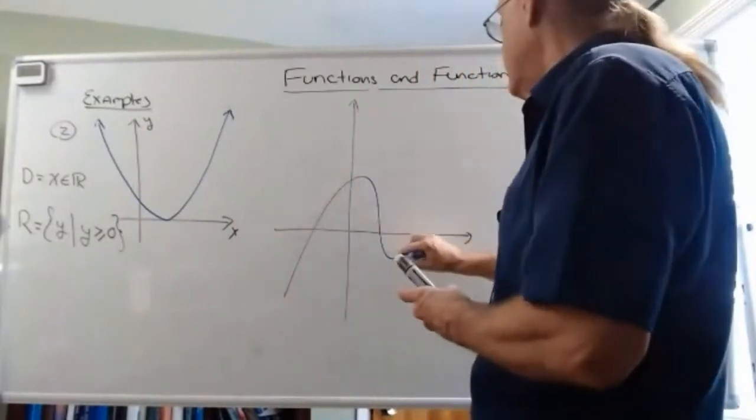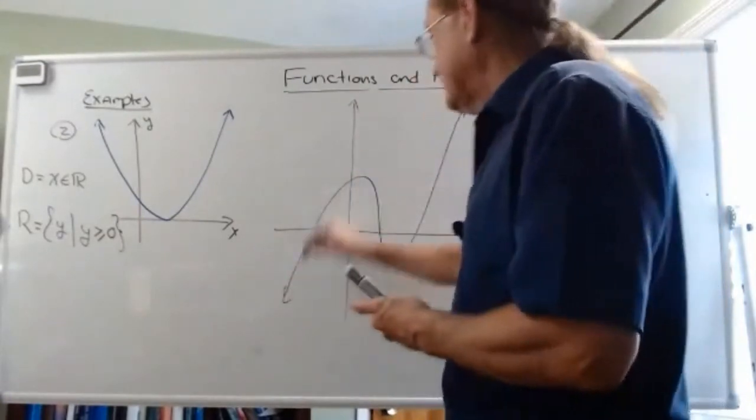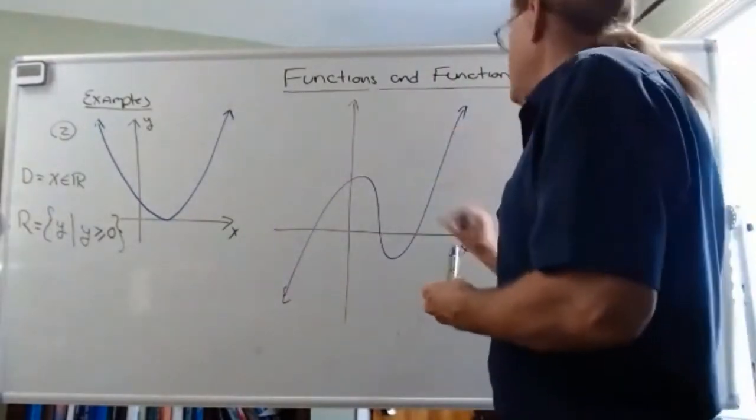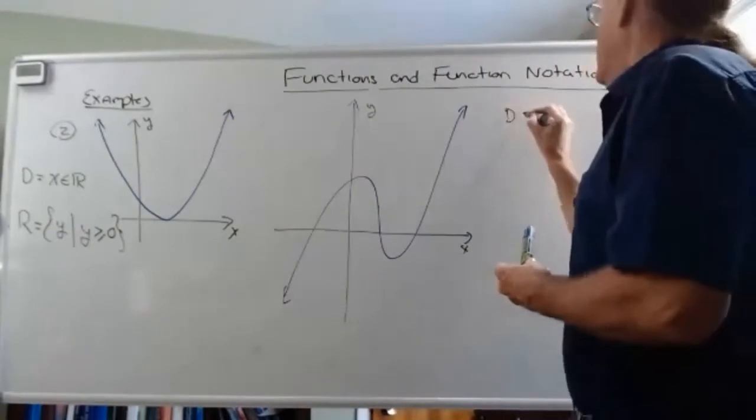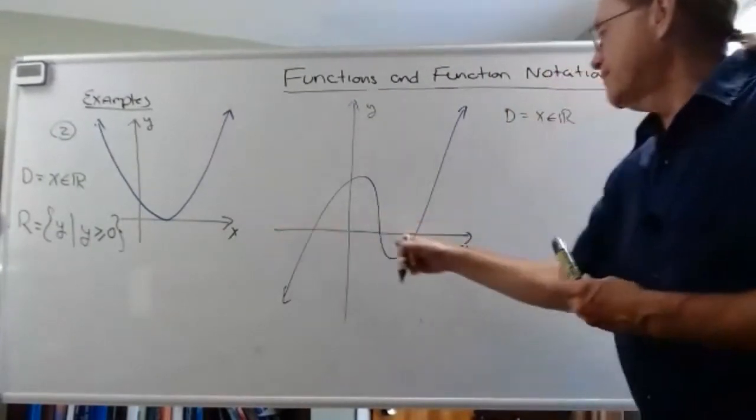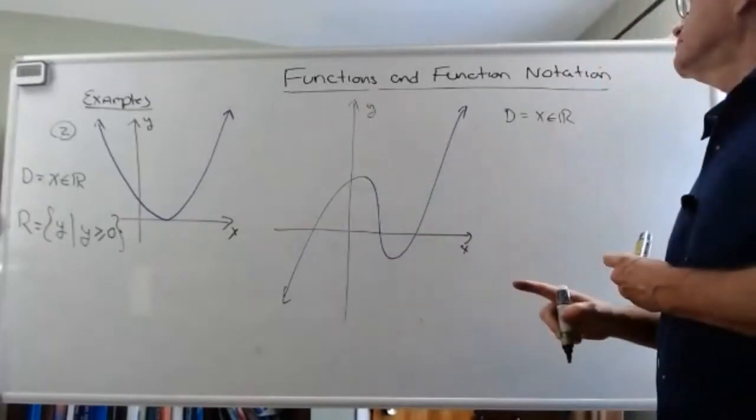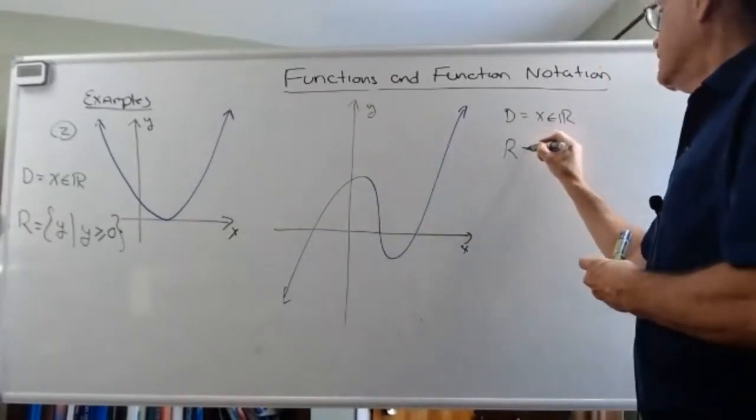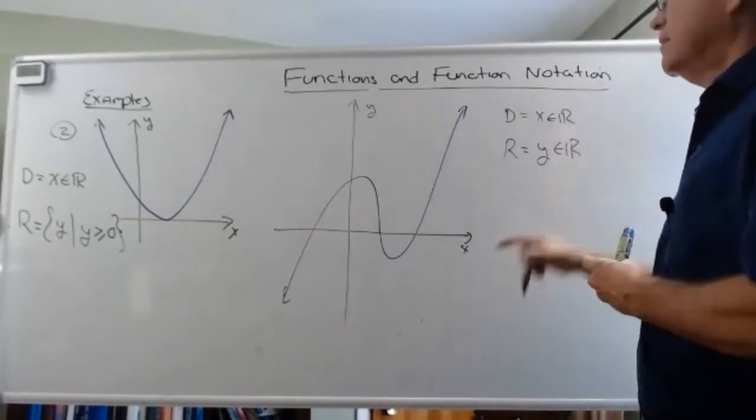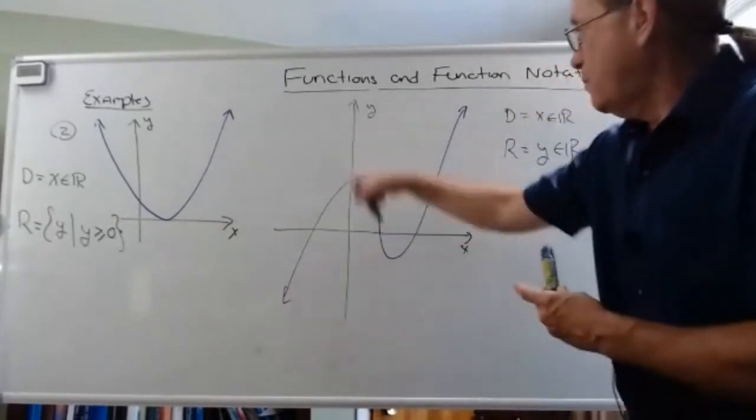This is a function, meaning it passes the vertical line test. The domain over here, hopefully you can see, is x is any real number. I can put any number in for x and I get a value out for y. The range, however, is that y is also any real number. I can get any value of y.